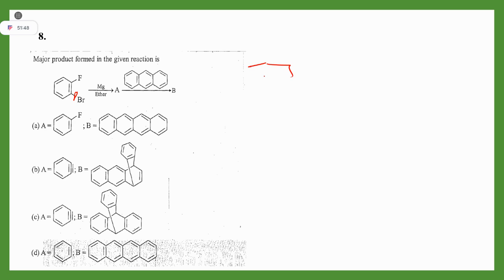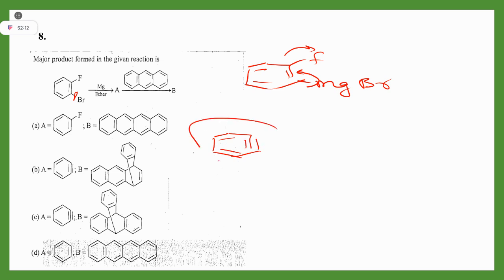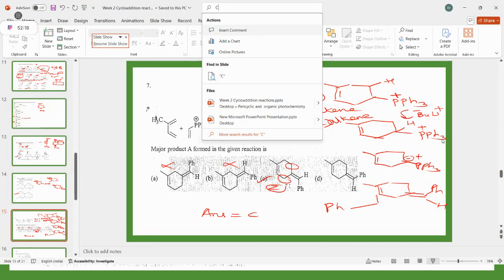Clear. So in principle, MgBr will come. Now it is not having any option. It just has to do that, and this fluorine will knock off, and you will get this benzyne, right? Now you are having benzyne, and you should know very well that benzynes are very good two pi partners among your 4 plus 2 cycloaddition reaction. Okay. Yes, ma'am.